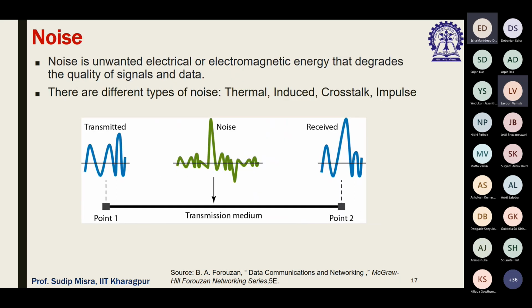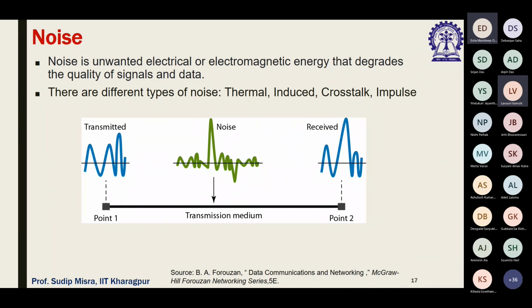Now what is noise? Noise is some kind of unwanted electrical or electromagnetic energy that degrades the quality of signals and data. How can it happen? There are different types: thermal noise, induced noise, crosstalk, impulse, and so on. I would urge you to try to understand all these different types, but let me explain to you what this noise is.